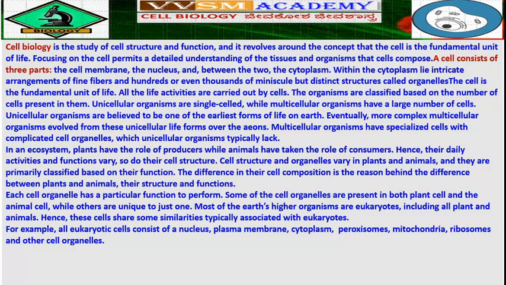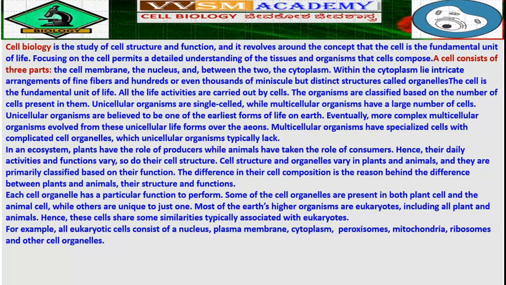Hence, their daily activities and functions vary, and so do their cell structures. Cell structure and organelles vary in plants and animals, and they are primarily classified based on their function. Therefore, my dear friends, the difference in cell composition is the reason behind the difference between plants and animals, their structure and functions. Each cell organelle has a particular function to perform. Some of the cell organelles are present in both plant cells and animal cells, while others are unique to just one. Most of the Earth's higher organisms are eukaryotes, including all plants and animals.